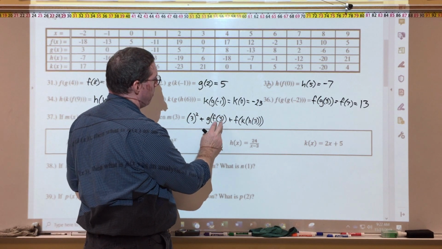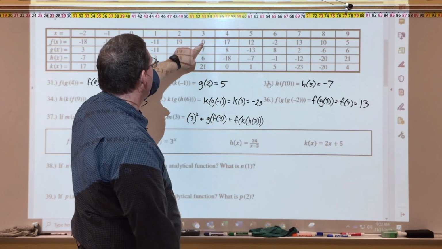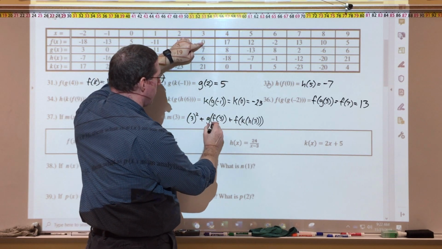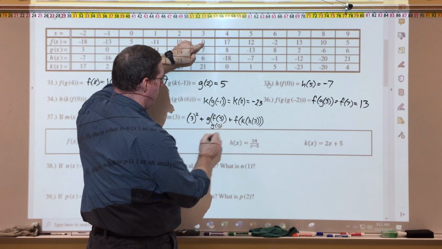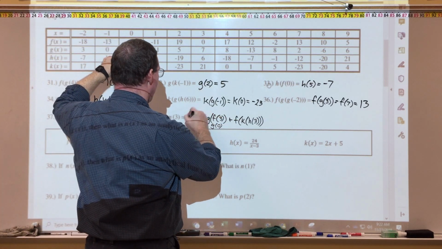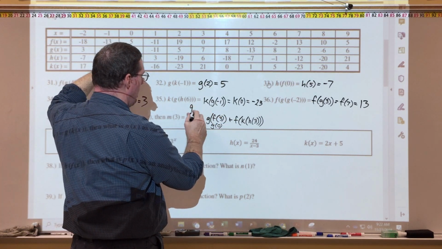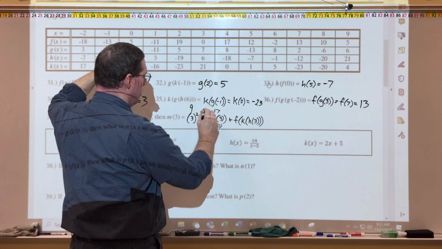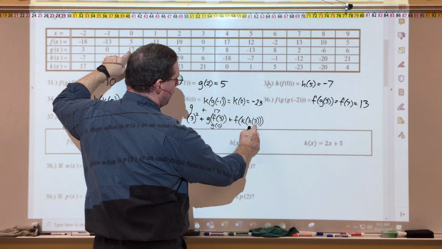G of f of 3. F of 3 is 0. So really what we're looking for here is g of 0, okay? G of 0 is 17. So this number, and 3 squared, that's 9. So this is a 9, this is a 17 plus f of k of h of 3.